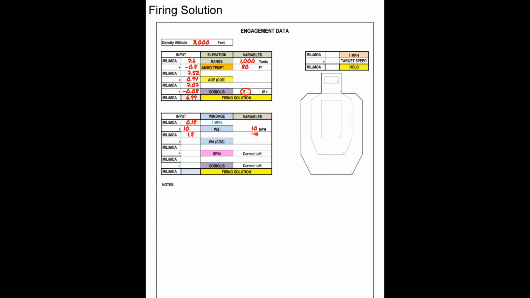This is just an arbitrary number that I put in. Obviously you'd have your own wind measurement. So your wind speed measurement would be that. So 10 mile an hour at 0.18 is 1.8 mil wind correction.